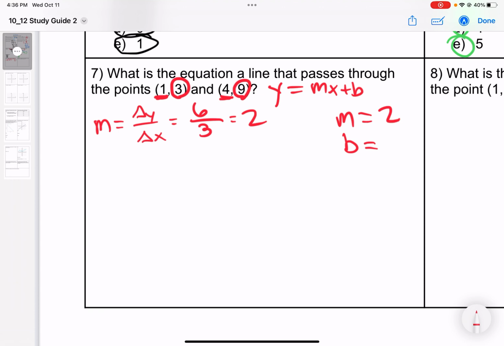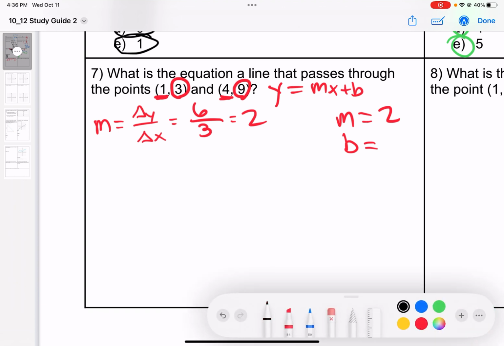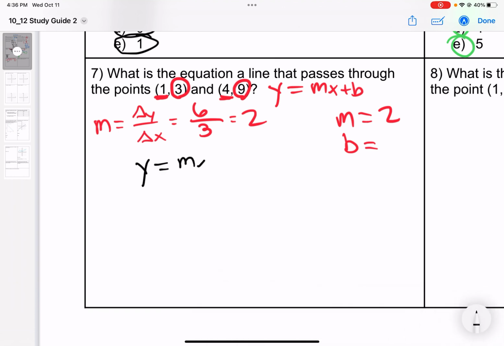Now that I know the slope and I have a point, I can find the y-intercept. Remember, our equation is y equals mx plus b. I know m is 2. And now I can pick either one of these points. I'll choose this first one. Y is the second coordinate, so I plug in a 3 to y. I plug in a 1 to x, and now we're going to solve for b.